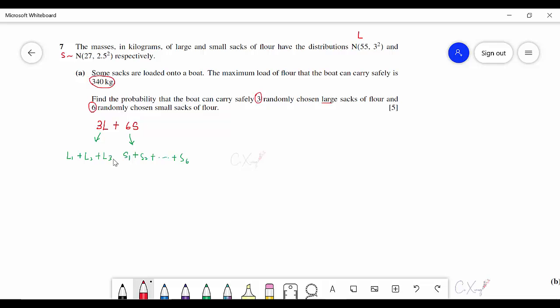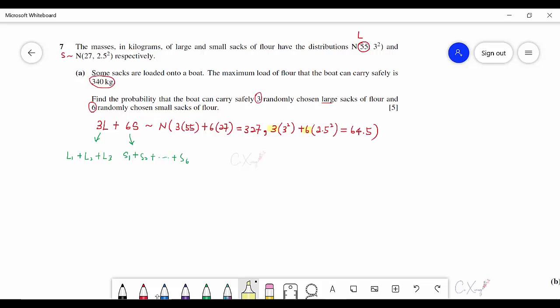Okay, and now I want to get the mean and also the variance for this new variable. To get the new mean, it should be 3 times 55, the mean for L, plus 6 times the mean for S, which is 27. And from here, you will get the mean, which is 327. So this is the mean for 3L plus 6S, or more accurately, it should be something like this. And then for the variance, it should be 3 multiplied with the variance of L plus 6 multiplied with the variance of S. And for this part, you will get the answer 64.5.